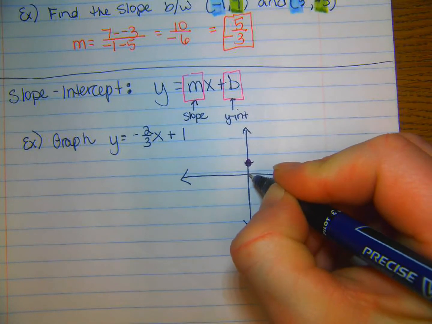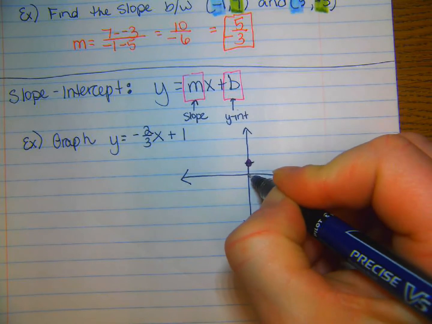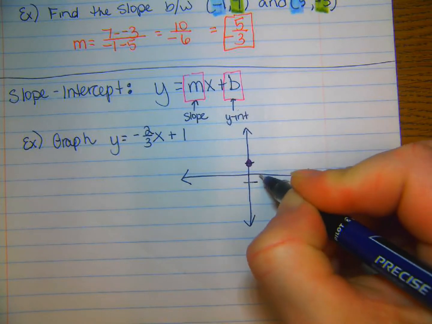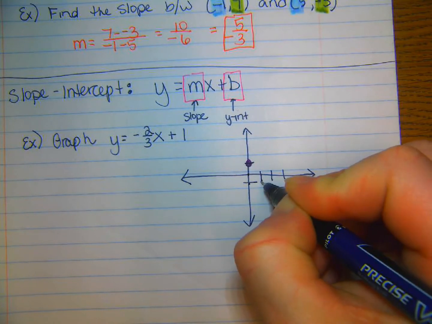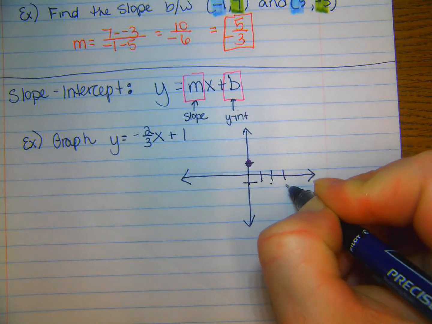He's hiding. Okay, down 2 over 3. Okay, down 2 over 1, 2, 3.